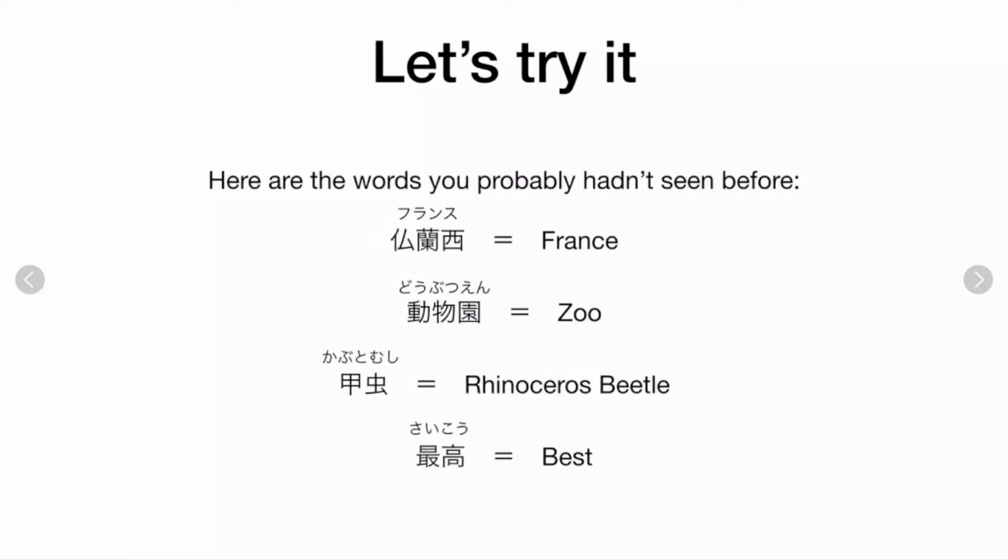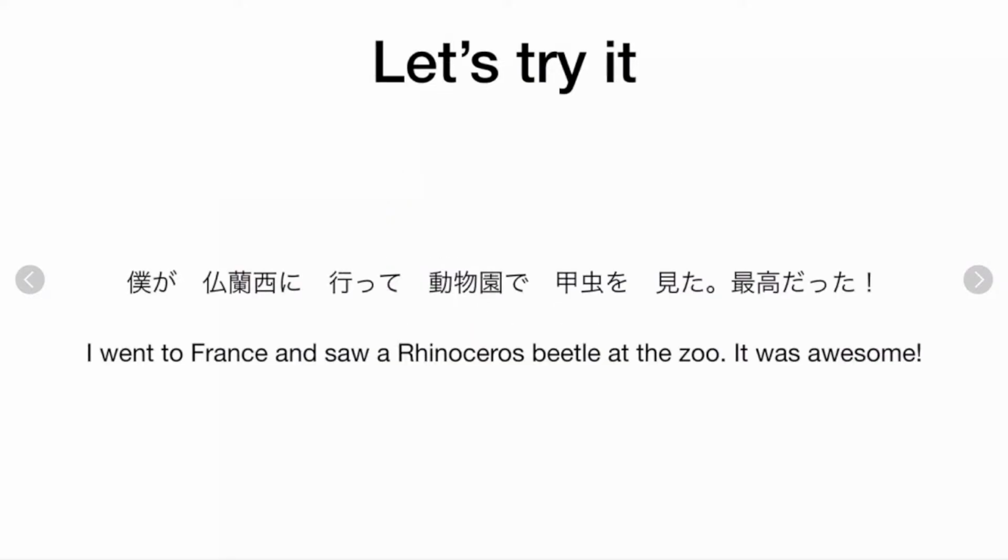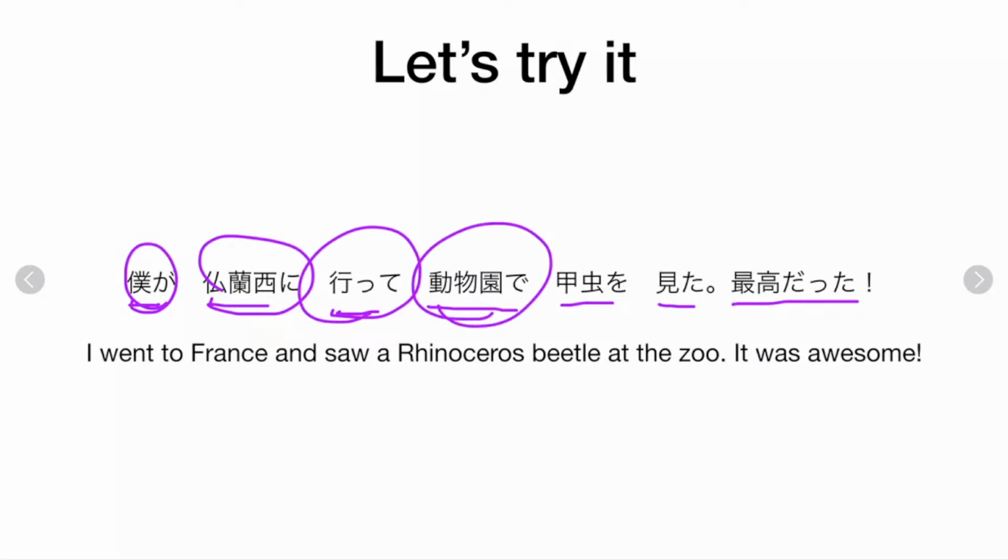So here are the words, right? This is France, which is France. This is dobutsu-en, which means the zoo. This is kabutomushi, which is a rhinoceros beetle. And this is saiko, which is the best. So, if we put all that together, boku ga France ni itte dobutsu-en de kabutomushi o mita. Saiko datta. Right? I went to France, and at the zoo, I saw a rhinoceros beetle. It was the best. Right?